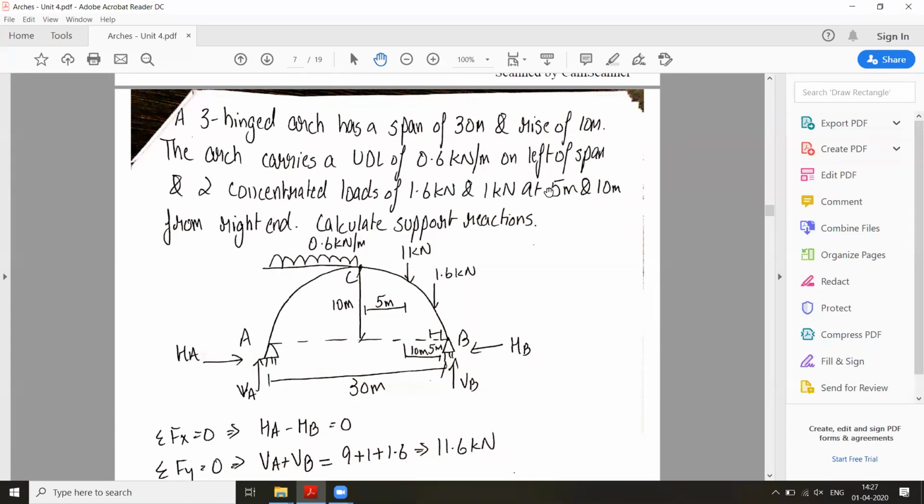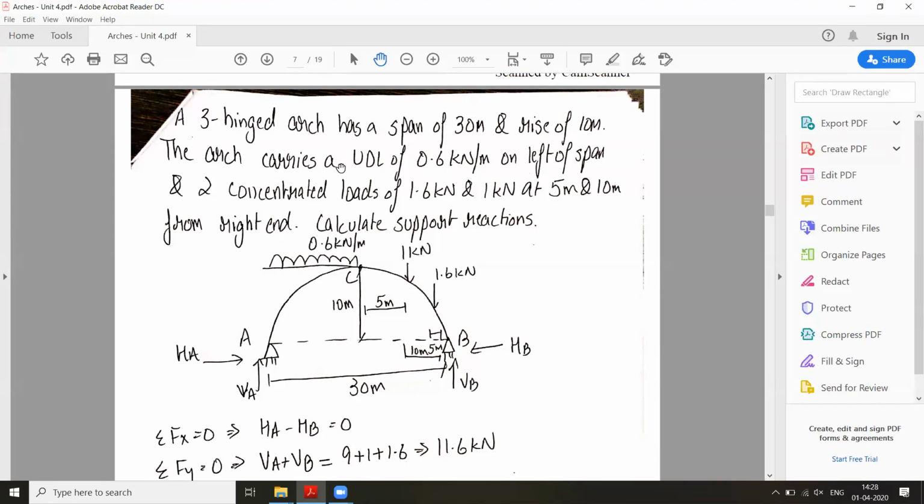Okay, so again, we'll go through this statement. So first of all, the given data, the span of the arch is given as 30 meters. So this distance here is given as 30 meters. The rise is given as 10 meters. So the central rise here is given as 10 meters. Okay. So this portion here, this AC, is identified as the left span, and this portion CB is identified as the right span. So any portion which is towards the left of C is your left span portion, and any portion towards the right of C is your right span portion.